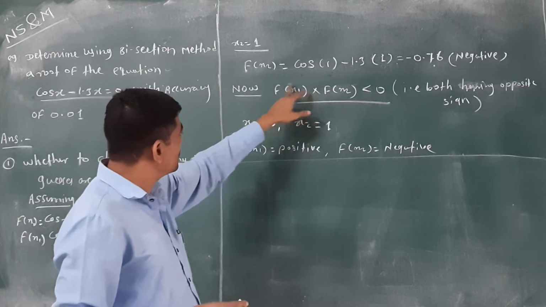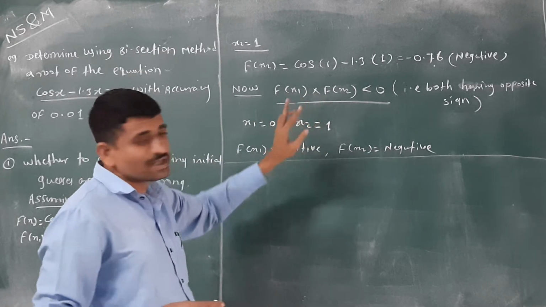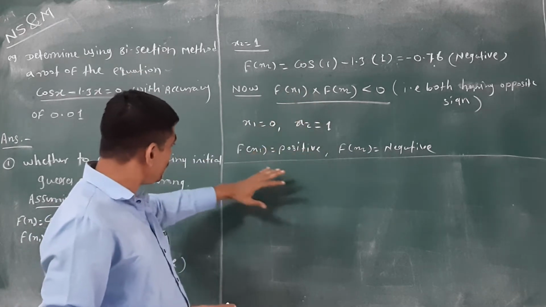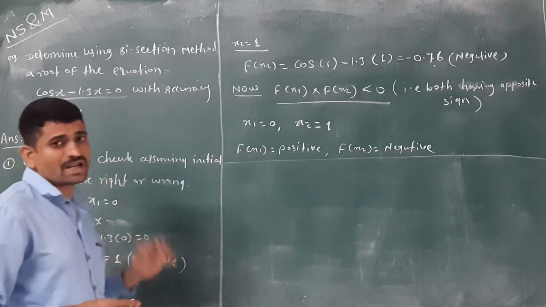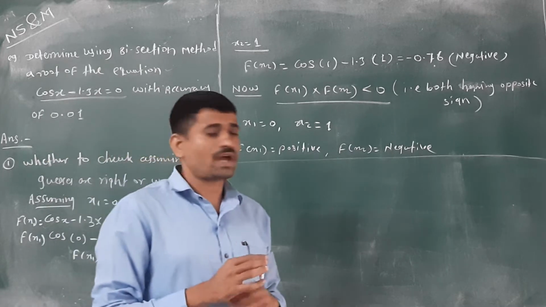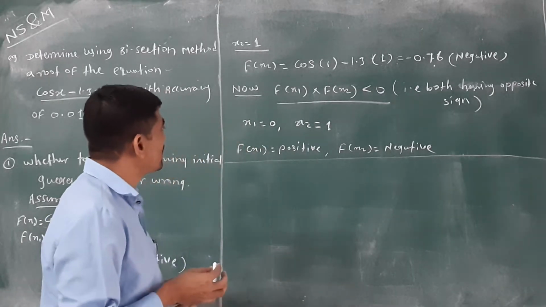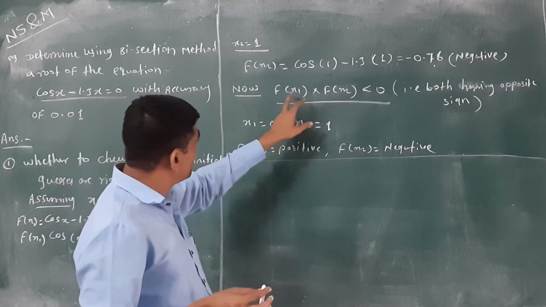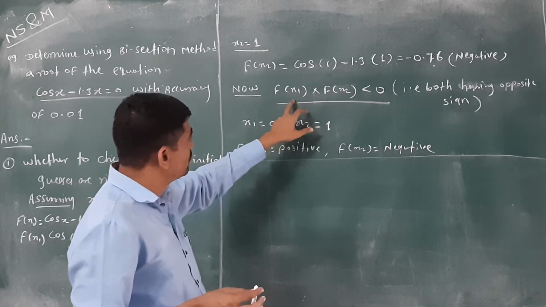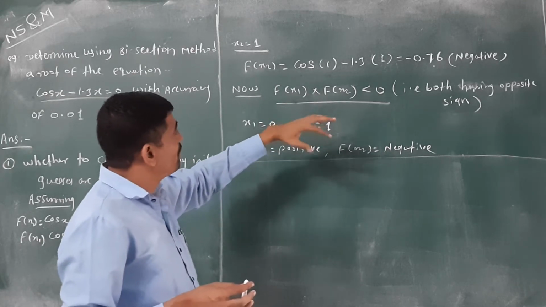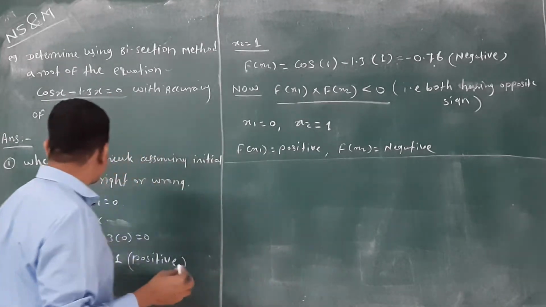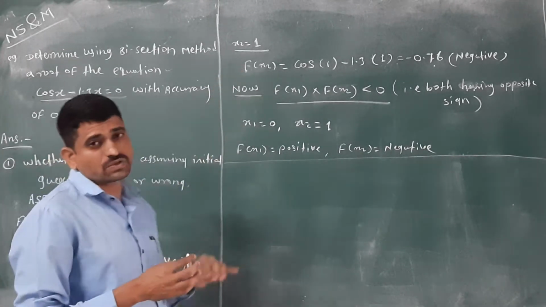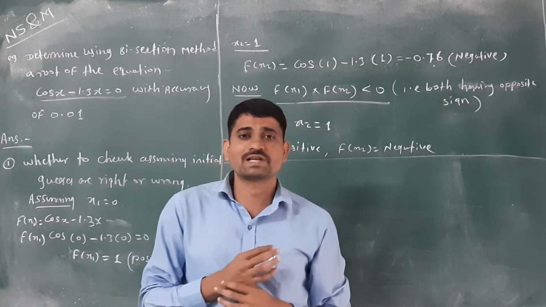That's why this condition is satisfied. When this condition is satisfied, we can say the initial guesses are right. If you are getting the maximum value, suppose this one is positive, then we want to assume other guesses. You have to change the values of x1 and x2 and find the new initial guesses.